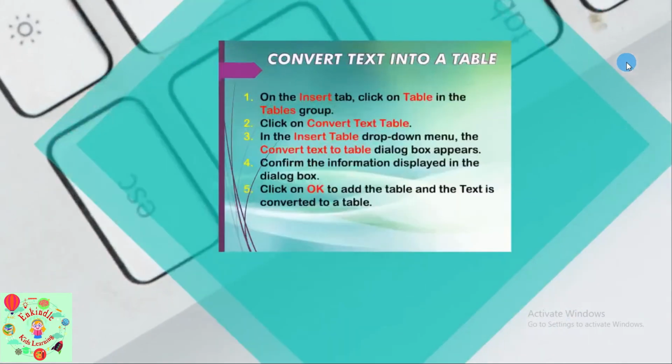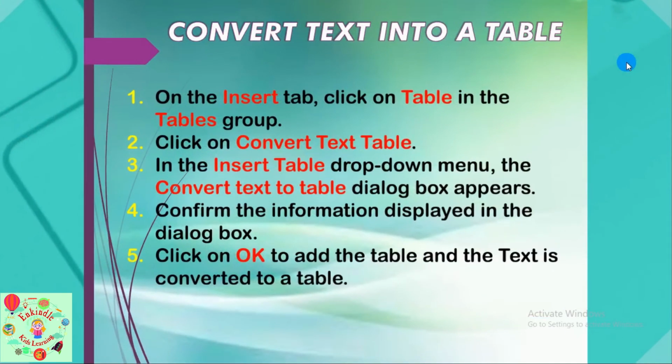Now, let's see how to convert text into a table. In Word, you can also convert text into a table. Text must be separated into columns by using a comma or a tab or a paragraph marker. Let's see how to convert text into a table.